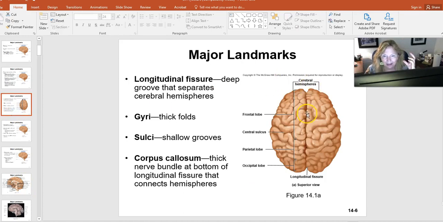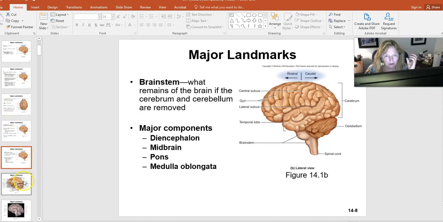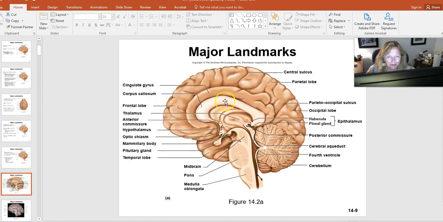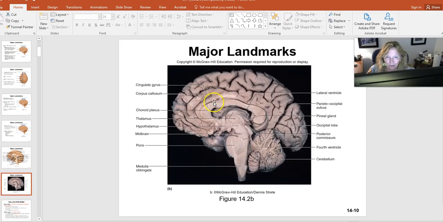Going back again, if I took a blade and went down this fold between the two hemispheres, I wouldn't hit anything until I got to the corpus callosum, and I would cut that to separate the two hemispheres. On a human brain that has been cut in a dissection, you can actually see this corpus callosum, connecting the right and left hemispheres of the cerebrum, all of the lobes.